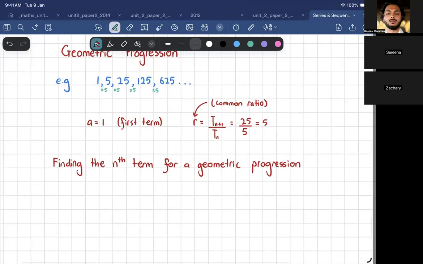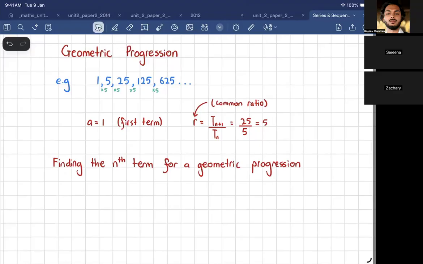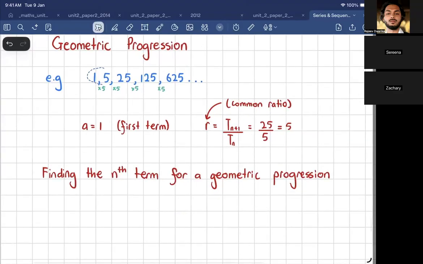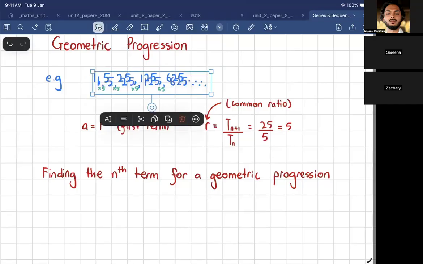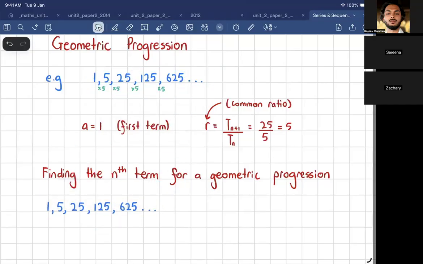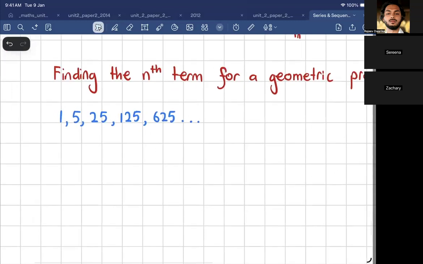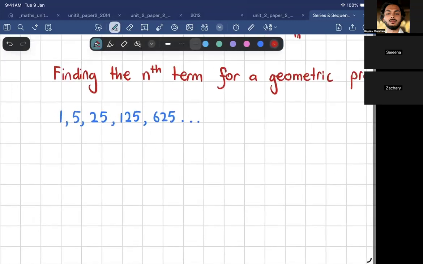So, Zachary, you there? Yes, sir. Okay, so Zachary, let's try to truly understand this thing. To go from 1 to 5, what do I multiply by? 5. To go from 5 to 25, what am I multiplying by? 5. 25 to 125, 5. 125 to 625, 5. Okay, you get it by now.